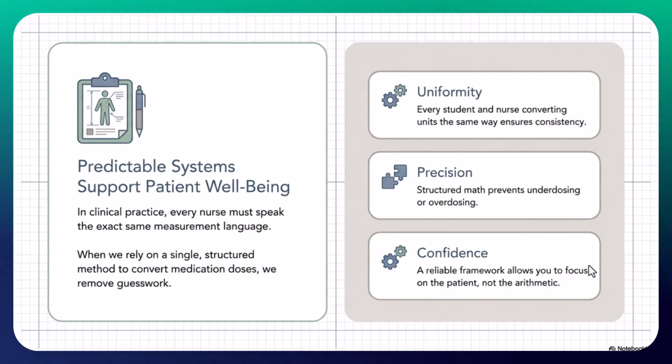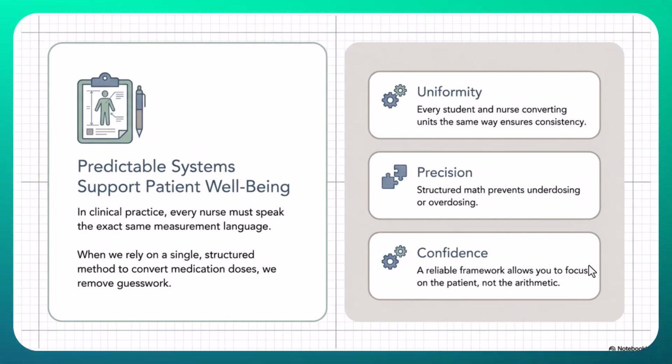So, what does dimensional analysis provide to us? It gives us uniformity. Every nursing student and nurse converting units the same way ensures consistency. It provides precision. Structured math prevents underdosing and overdosing. And it gives you confidence. A reliable framework allows you to focus on the patient, not the arithmetic.